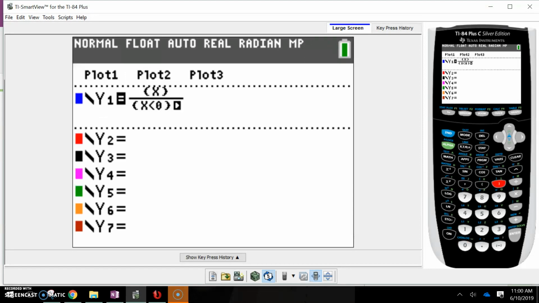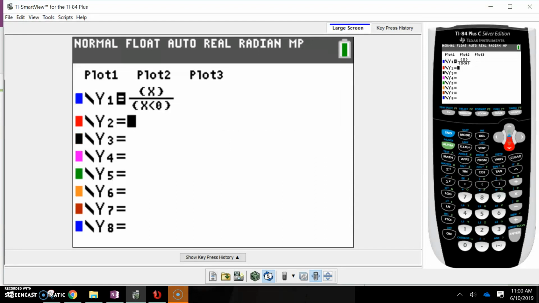And I close that. Then I'm going to go down to y2, and I'm going to put the x squared part. Now I can do the exact same thing and set up a fraction template. But if I don't want to use a fraction template, I can use the division symbol. So I'll do this part using the division symbol so you can see how, even though it looks different, it'll give you the same results.